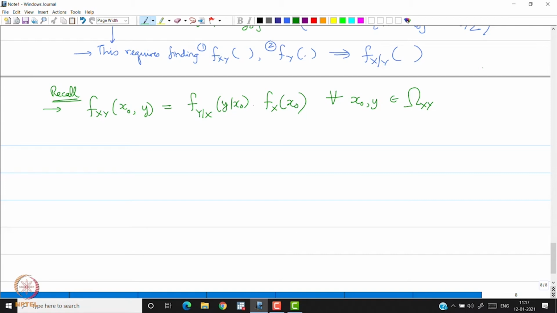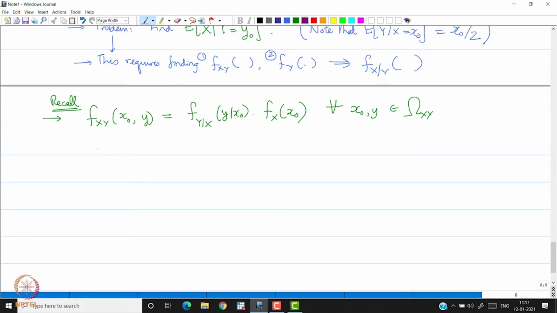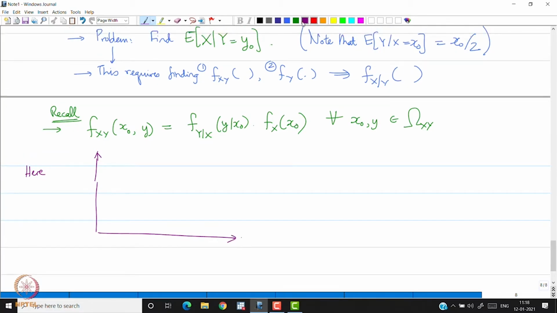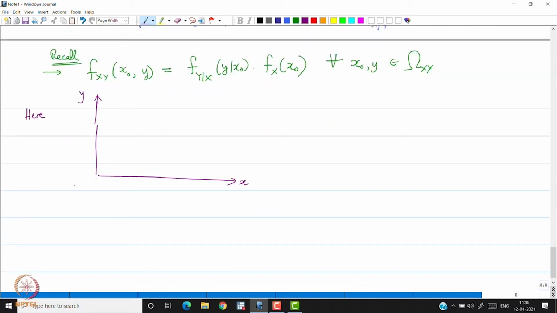Now, in all cases, and in this particular example, let us first also identify omega XY. So to identify omega XY in this example, we have X and Y. Identify omega XY here.